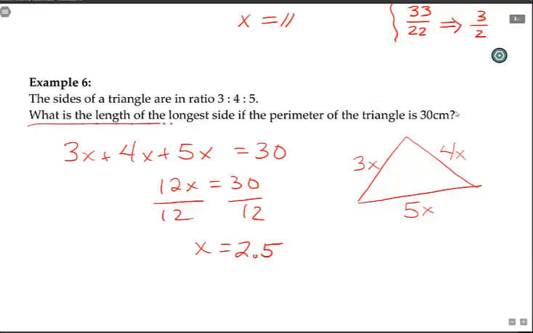The question is, what is the length of the longest side? Well, I think you see that's 5x. So 5 times 2.5 is 12.5 centimeters. And that's the length of your longest side.